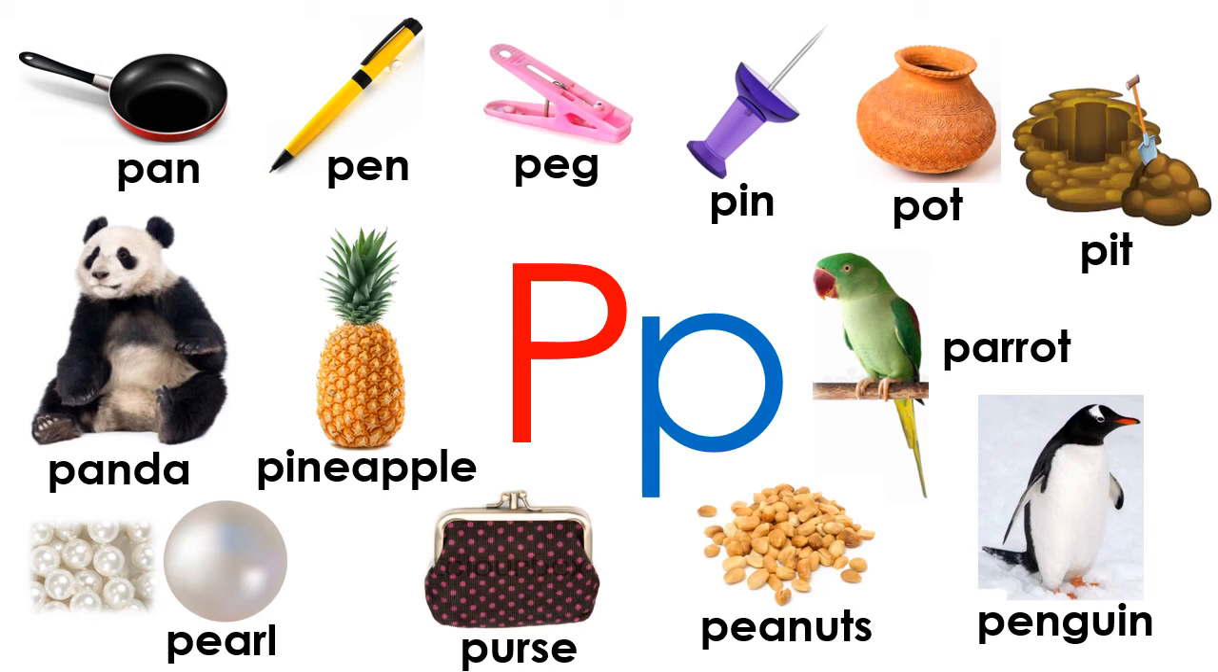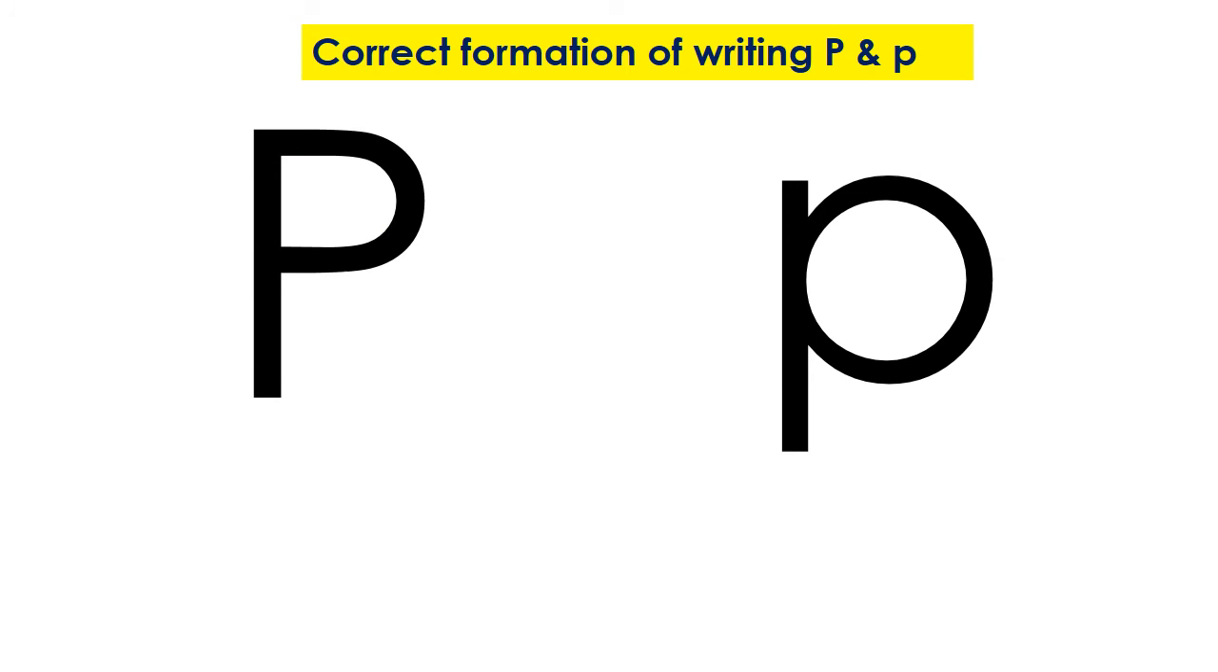All right, shall we repeat again? Yes. Pan, pen, peg, pin, pot, pit, panda, pineapple, parrot, pearl, purse, peanuts, penguin. Now, let's see the correct formation of writing capital P and simple P. First, we'll move on to capital P.